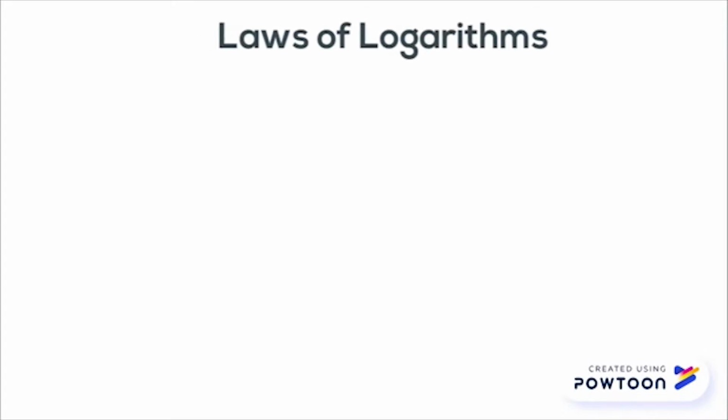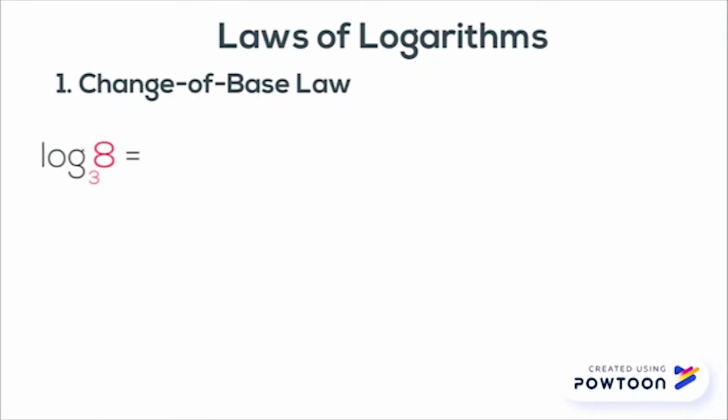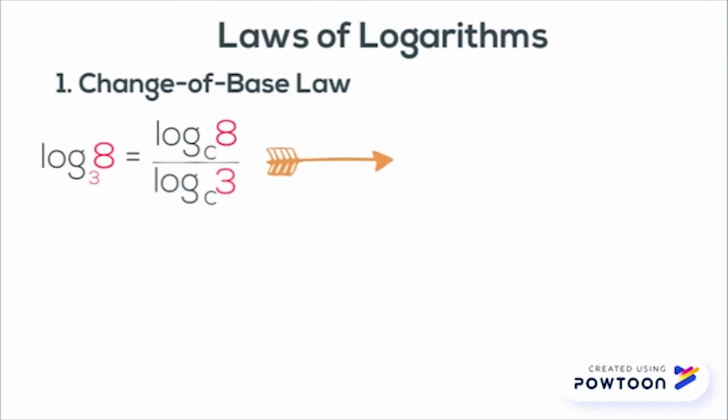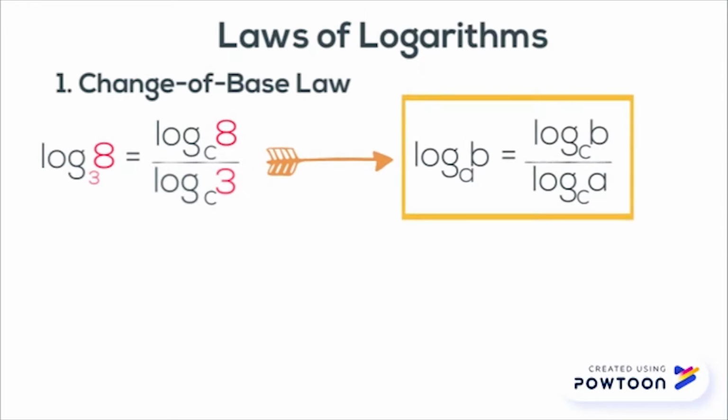Now, let's get on to the laws of logarithms. The first law is the change of base law. Let me give you guys an example of this law. Log base 3 of 8 is equal to log base c of 8 over log base c of 3. c can be any value above 0 and not equal to 1. It will still yield the same answer. From this example, we can create a general formula, which is log base a of b equals log base c of b over log base c of a.